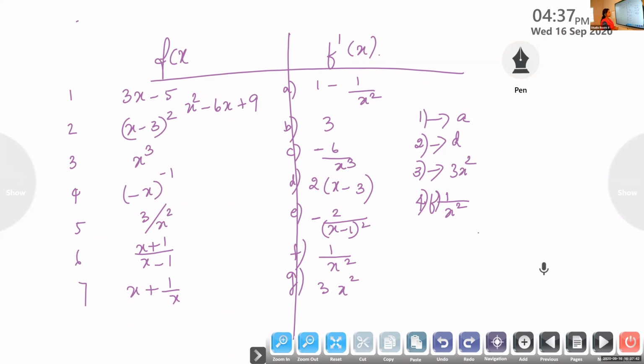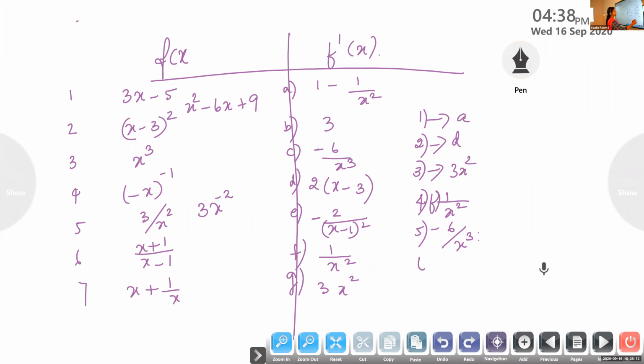Then derivative of 3 by x square. This one we can write as 3x raised to minus 2. So what is the answer? Minus 6 by x cube. Minus 6 by x cube. Are you getting this answer, children?